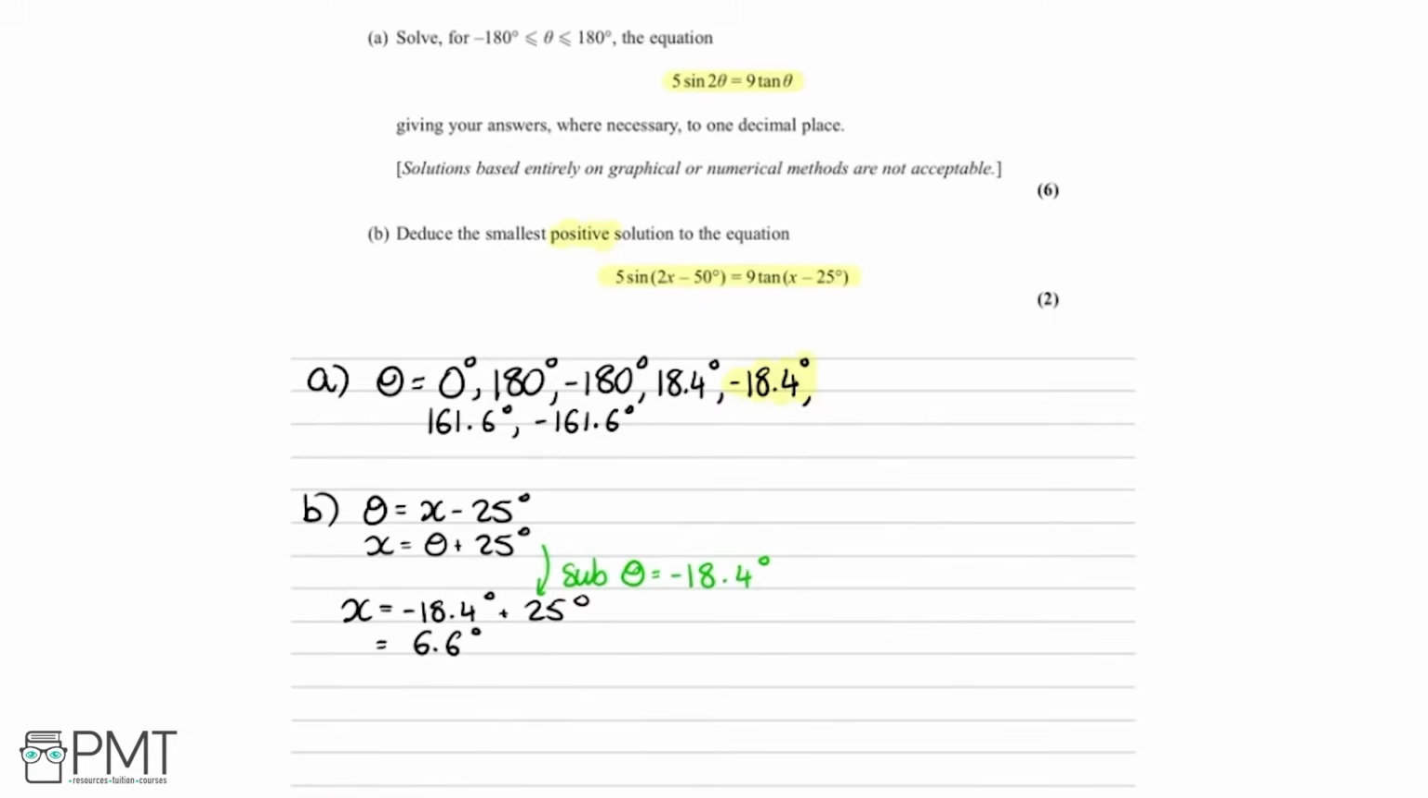So looking to see where we get the marks, we get 1 mark for attempting to solve this equation here, and then we get the second mark for the correct value of x.